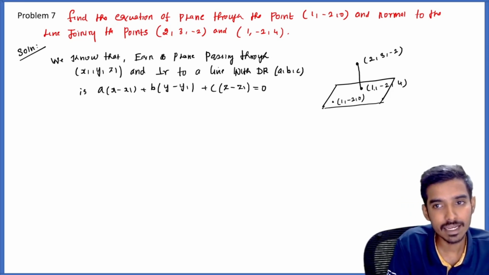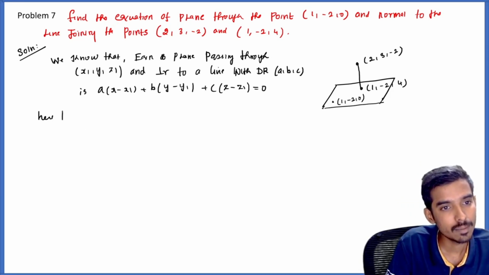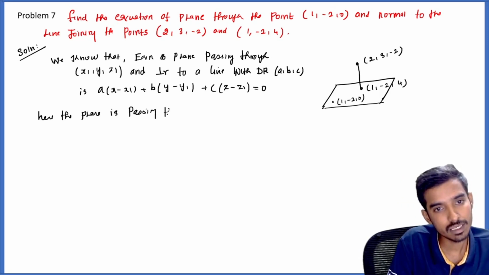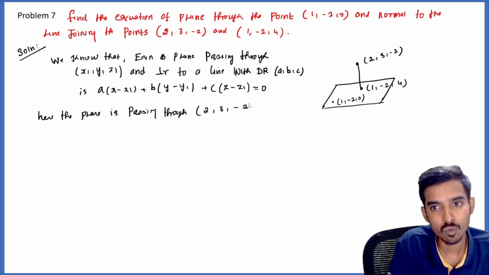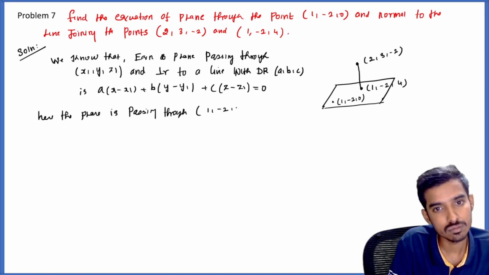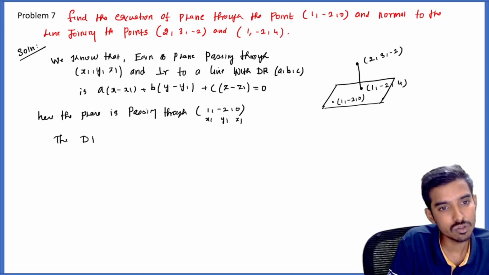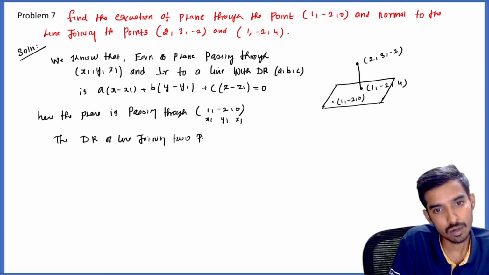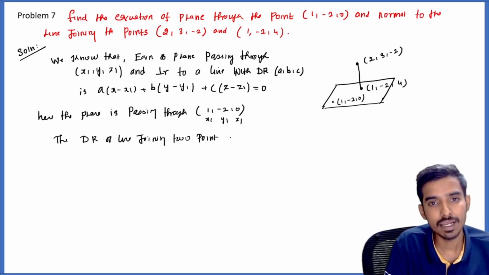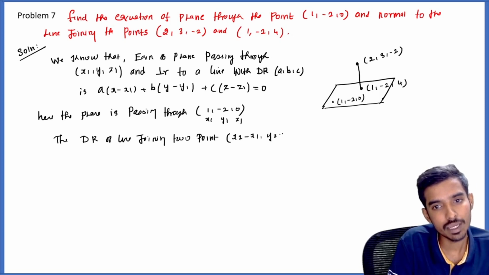Okay. So here the plane is passing through the point 1 comma minus 2 comma 0, right? So it is x1 y1 z1. And what is the direction ratio of the line joining 2 points? The direction ratio of the line joining 2 points is given by x2 minus x1, y2 minus y1, z2 minus z1, right? This is the direction ratio of the line joining 2 points.